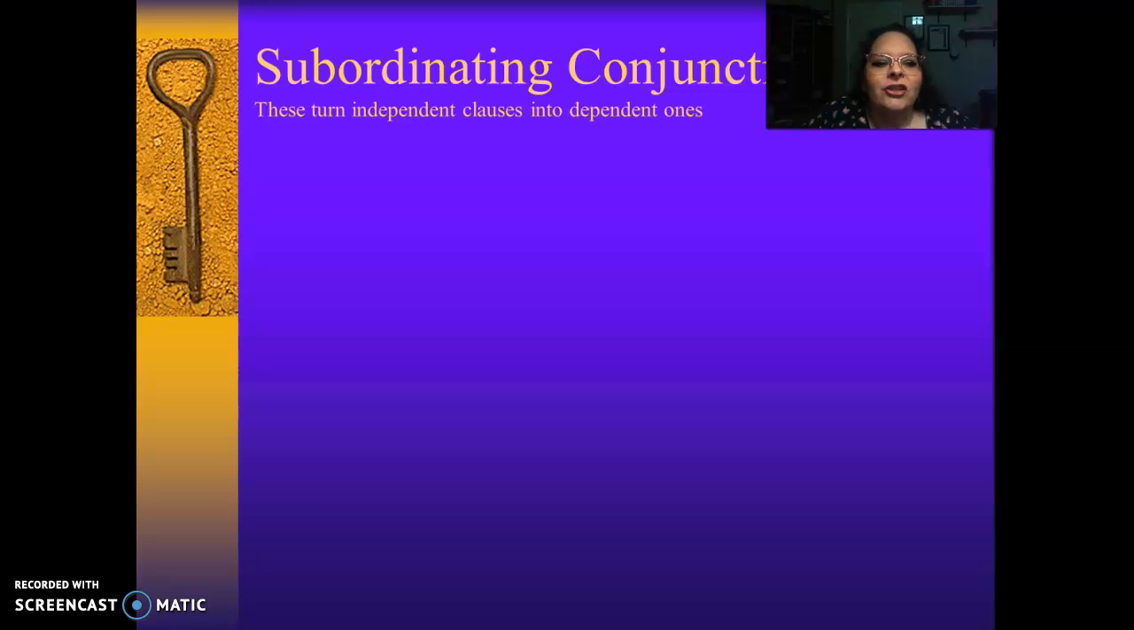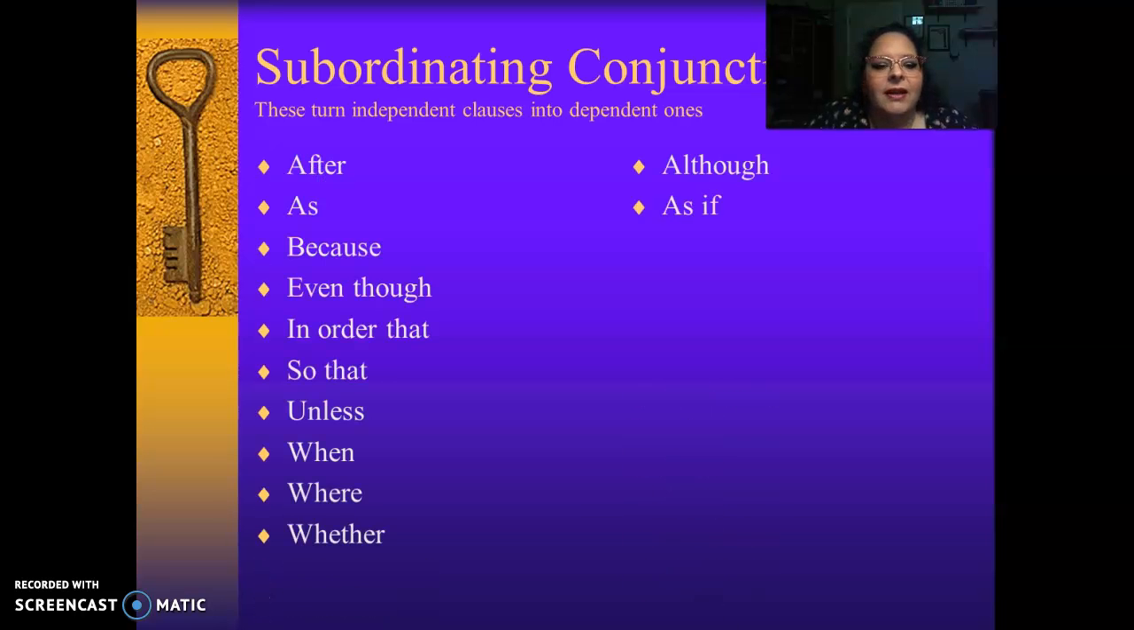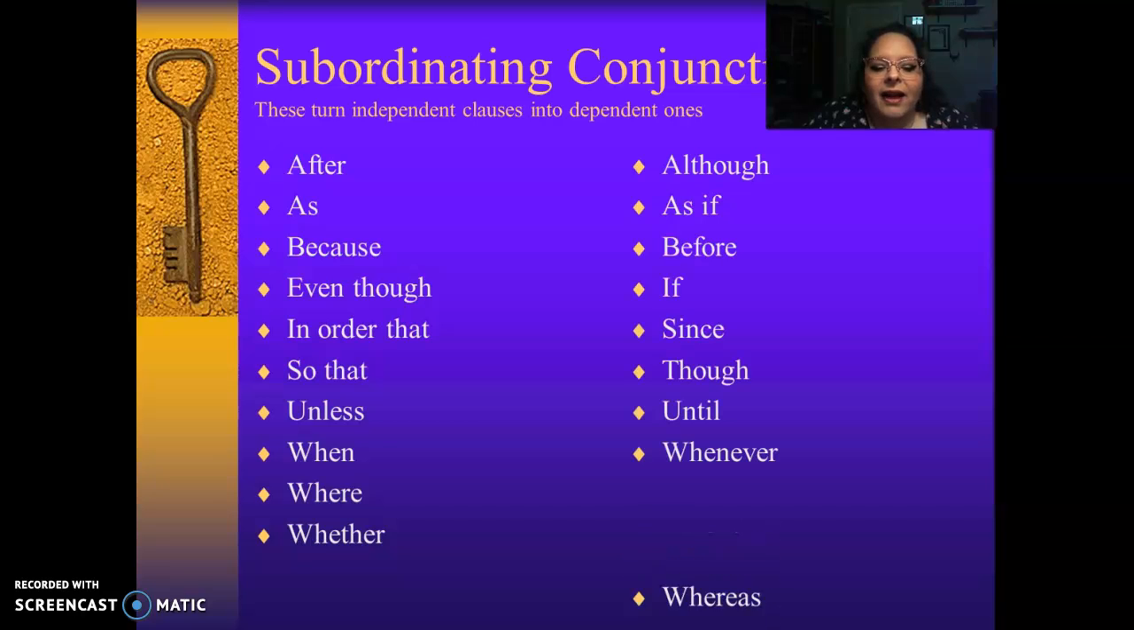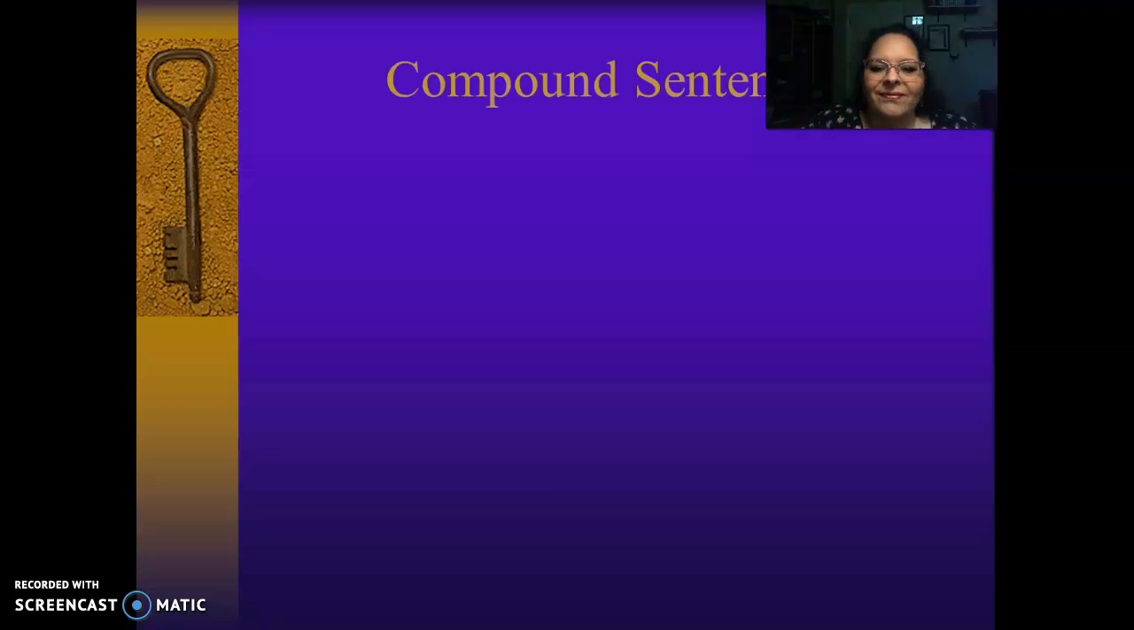Okay, so subordinating conjunctions, and it looks like I'm covering up part of the word conjunctions. There's a whole bunch of them. And while you're not expected to memorize them, you can tell that if you have one of these in front of a sentence, it's not a sentence that can remain on its own. If I said, before the groceries were unpacked, it needs more. It needs another sentence. So these are subordinating conjunctions.